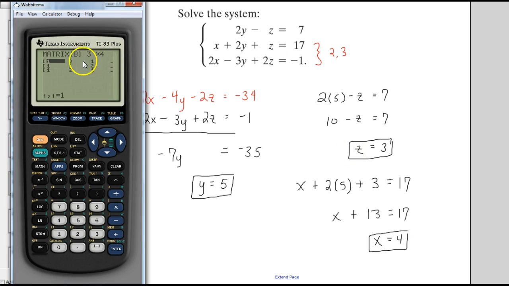Alright, I go edit my 3 by 4 matrix to check. I don't have an x, so remember that's 0, 2, -1, 7, then 1, 2, 1, 17, 2, -3, -1. And then the last thing I did was REF, so I hit enter. There's my 4, 5, 3.